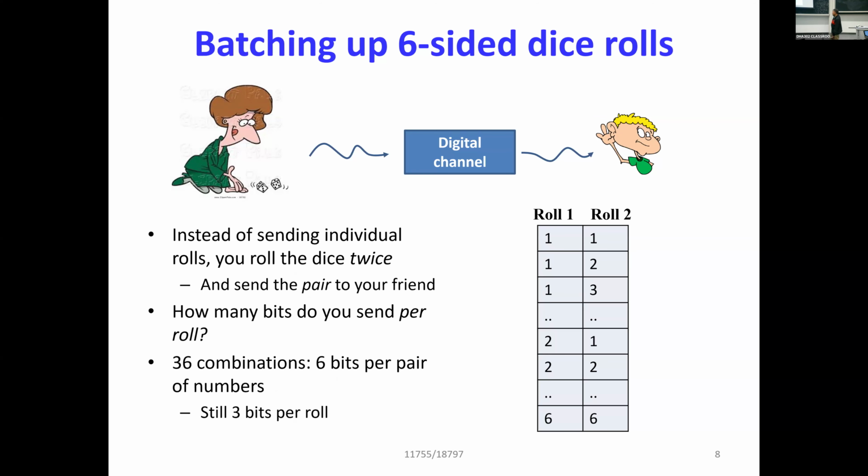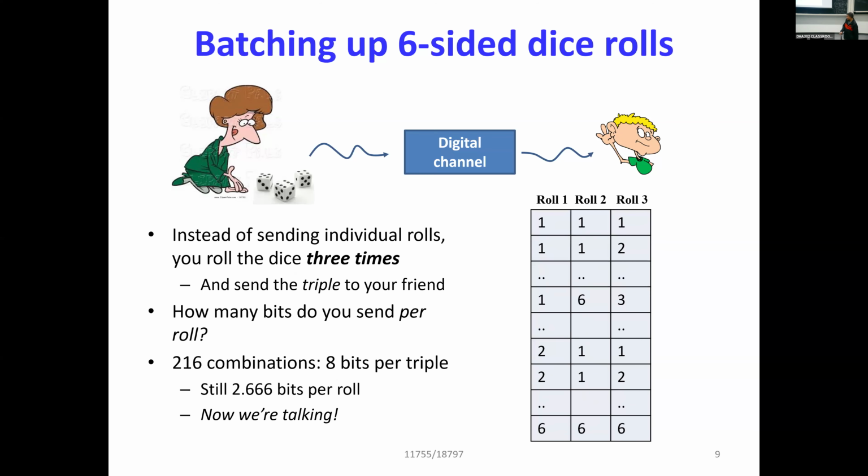Now suppose, maybe we're on something. We're still at 3 bits per roll. So maybe if I can go on to grouping 3 of these things. And so I roll the dice 3 times and I send the triple to my friend. So if I send the triple, how many distinct combinations of triples do I have? 6 raised to 3, 216. How many balls will I need to send out a triple? 8. So how many balls per outcome?